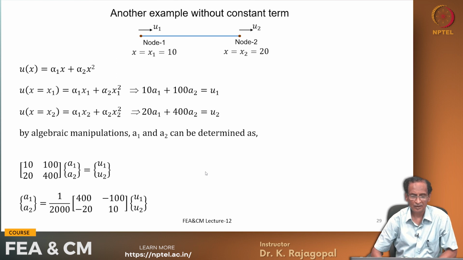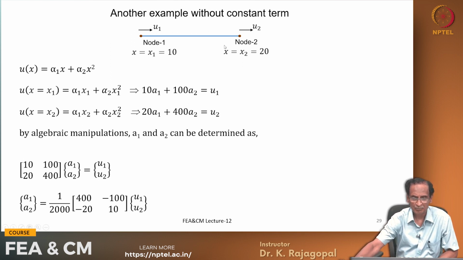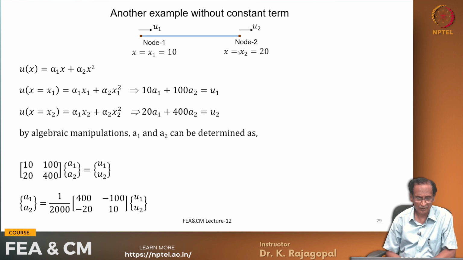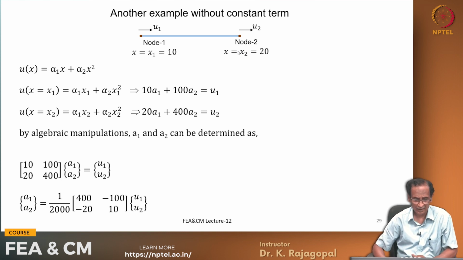And we can look at one more example without the constant term. Let us take x1 at 10 and x2 at 20. If you have an x of 0, then it becomes difficult to find both alpha 1 and alpha 2. Because of that, the element is translated so that x1 is not 0.